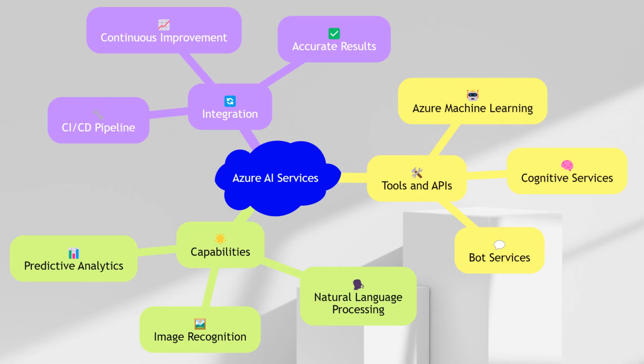Azure AI services offer a suite of tools and APIs that enable developers to integrate advanced machine learning and artificial intelligence capabilities into their applications. These services include Azure Machine Learning, Cognitive Services, and Bot Services, among others. By leveraging these tools, organizations can enhance their applications with features such as natural language processing, image recognition, and predictive analytics. The integration of these services into a CI/CD pipeline ensures that AI models and services are continuously updated and improved, providing users with the most accurate and reliable results.